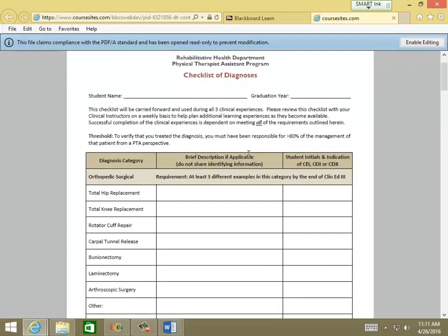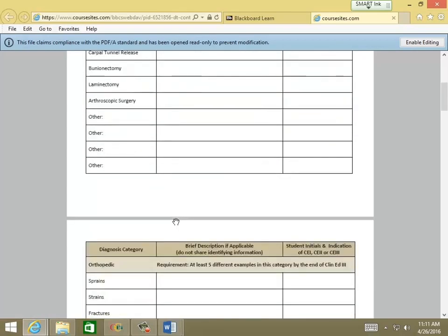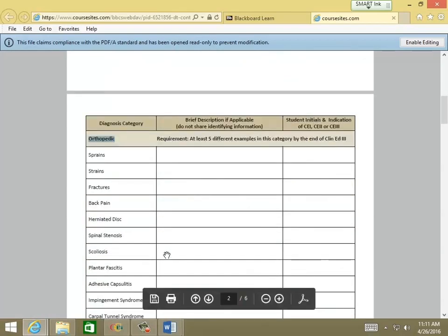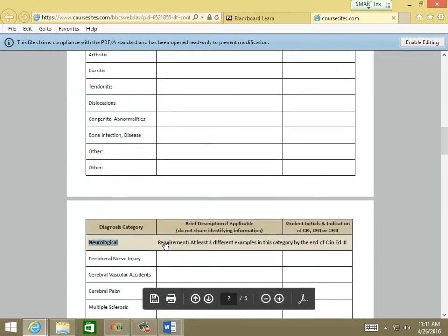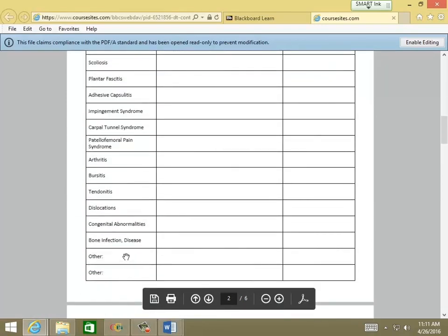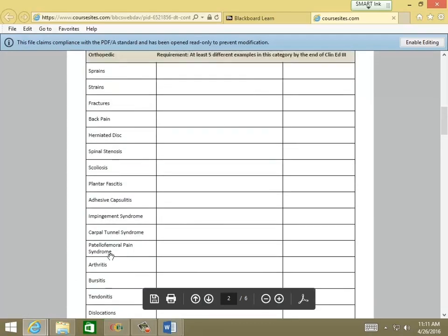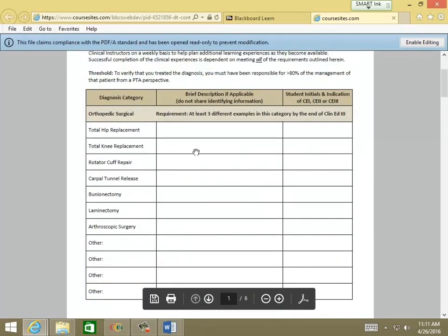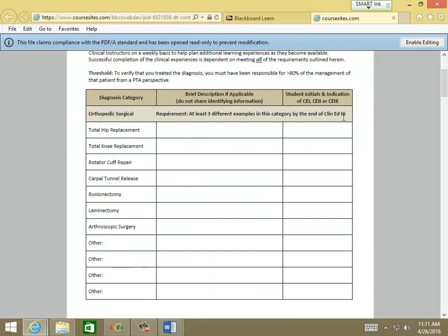So the students are responsible to keep track of the various diagnoses that they've treated. They're broken down on this form into different diagnosis categories. For example, this is orthopedic surgical, and next we have straight orthopedic category, followed by neurological, and so forth. We've provided some diagnoses examples that fit into all of these categories, and there's also a space for the student to fill in any other experiences or diagnoses that they might have seen. What the student needs to do is to provide at least 3 different examples, and the thresholds do vary depending on the category, but in this particular category, provide at least 3 different examples in this category by the end of the clinical education 3 experience.